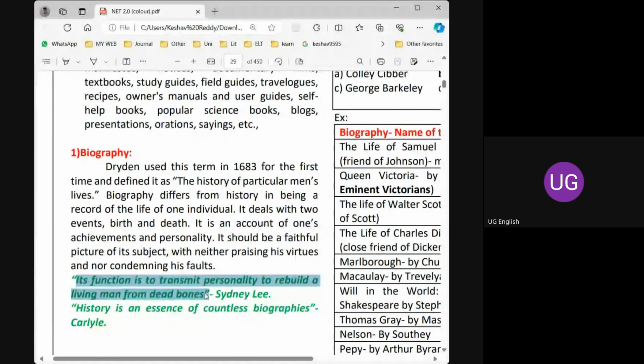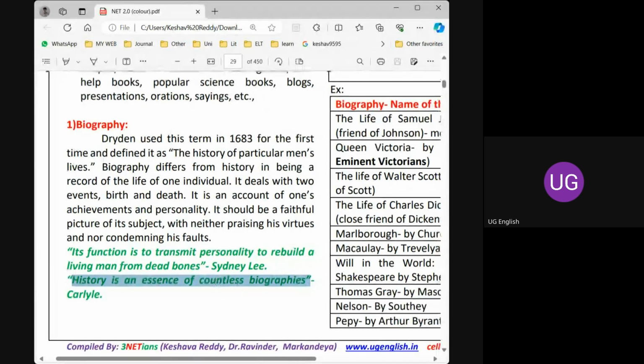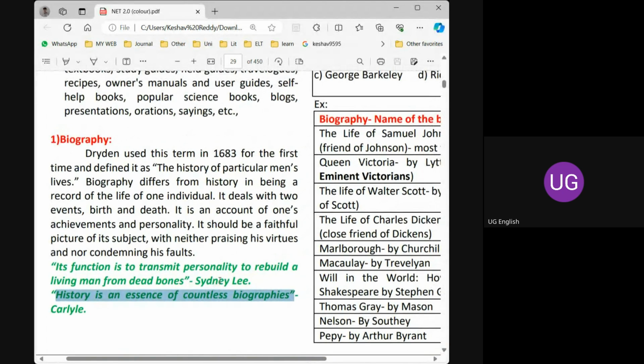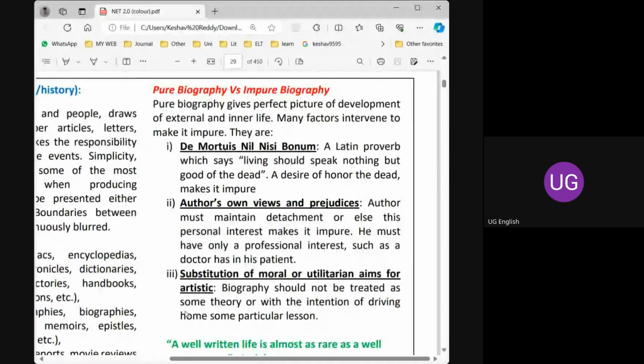What he meant is, and Thomas Carlyle also mentioned almost the same. It's the essence of countless biographies. History is nothing but, as Dryden has said, almost the same thing Carlyle has mentioned: history is the essence of biographies. So very simple term. And pure biography and impure biography, this is not strictly necessary, but I just give you one idea.